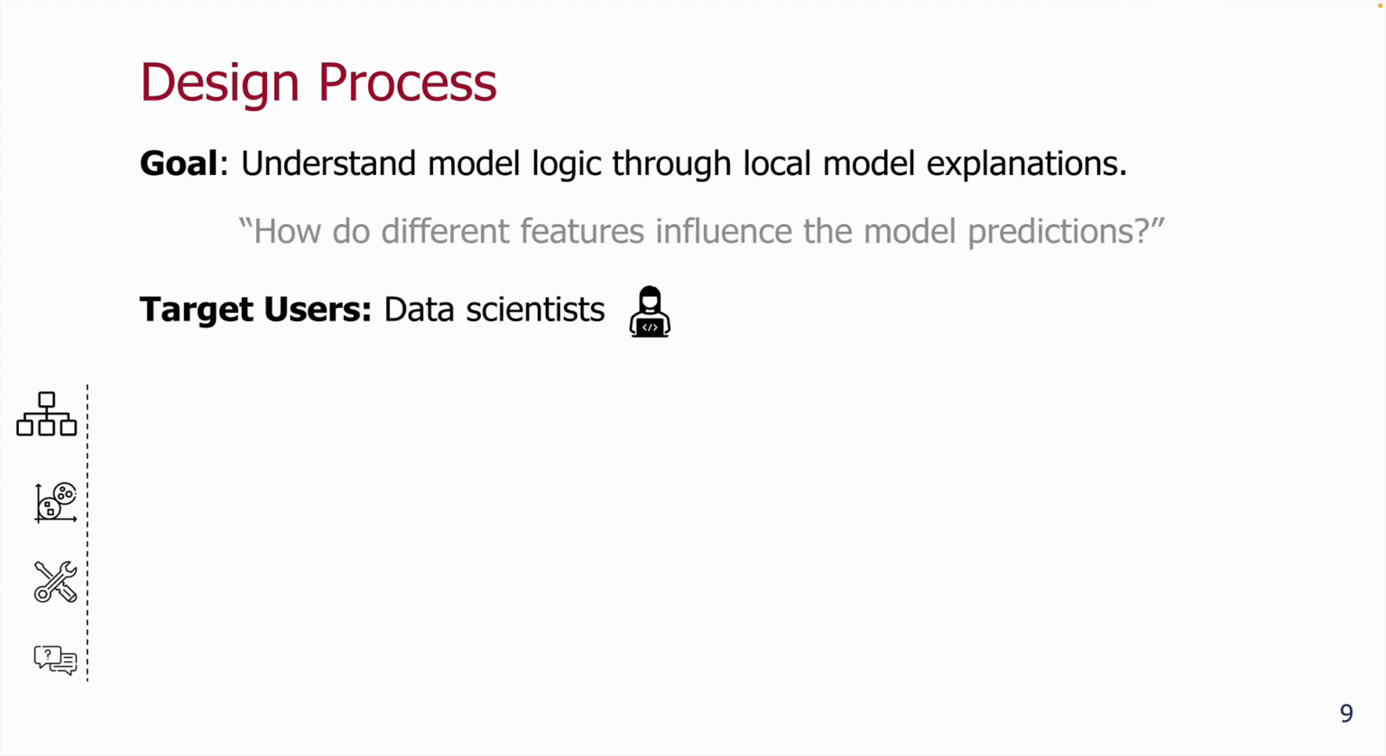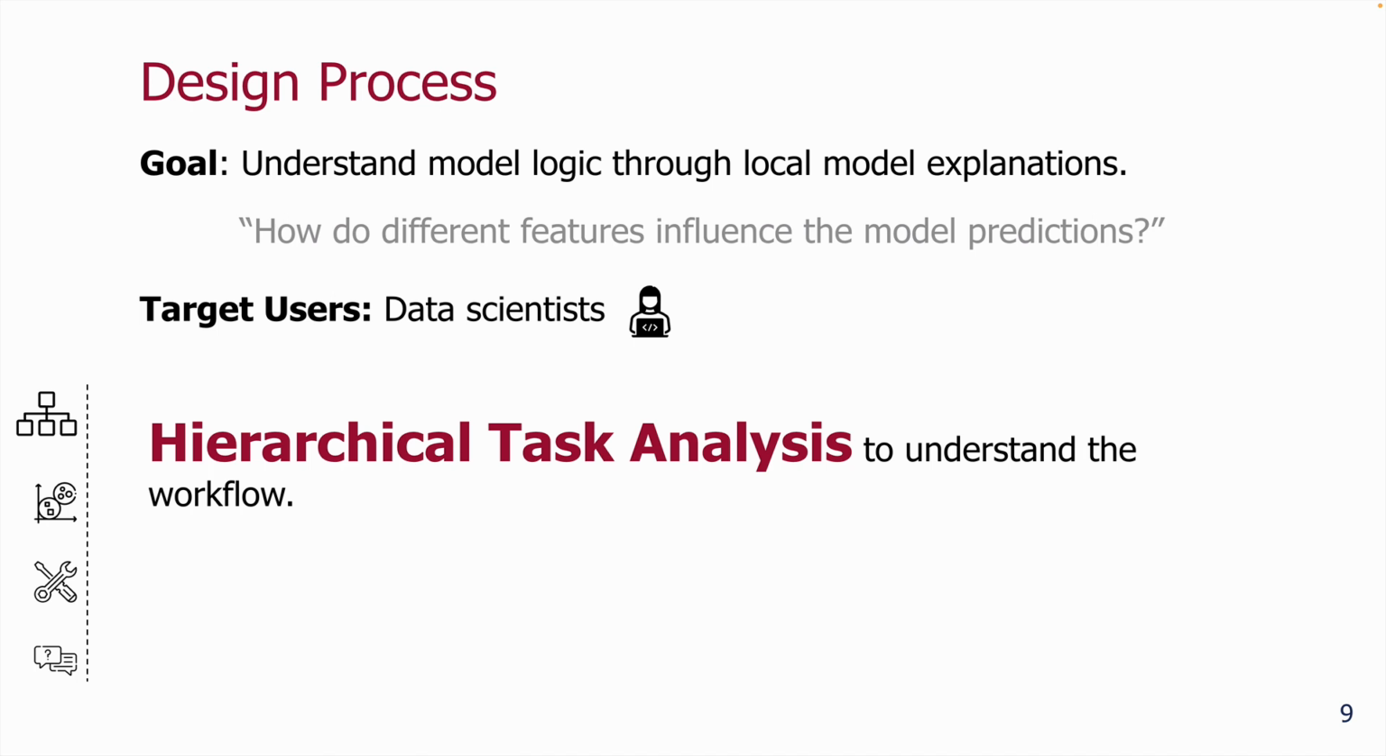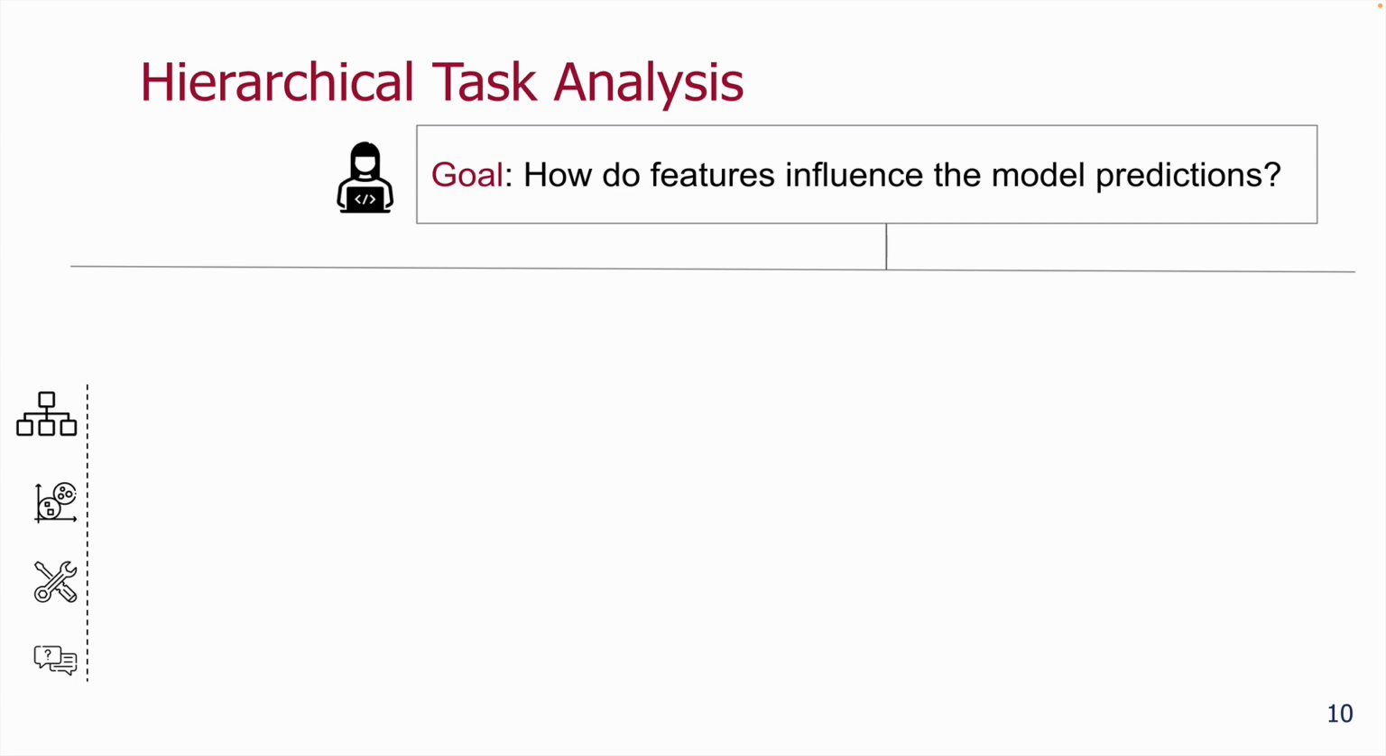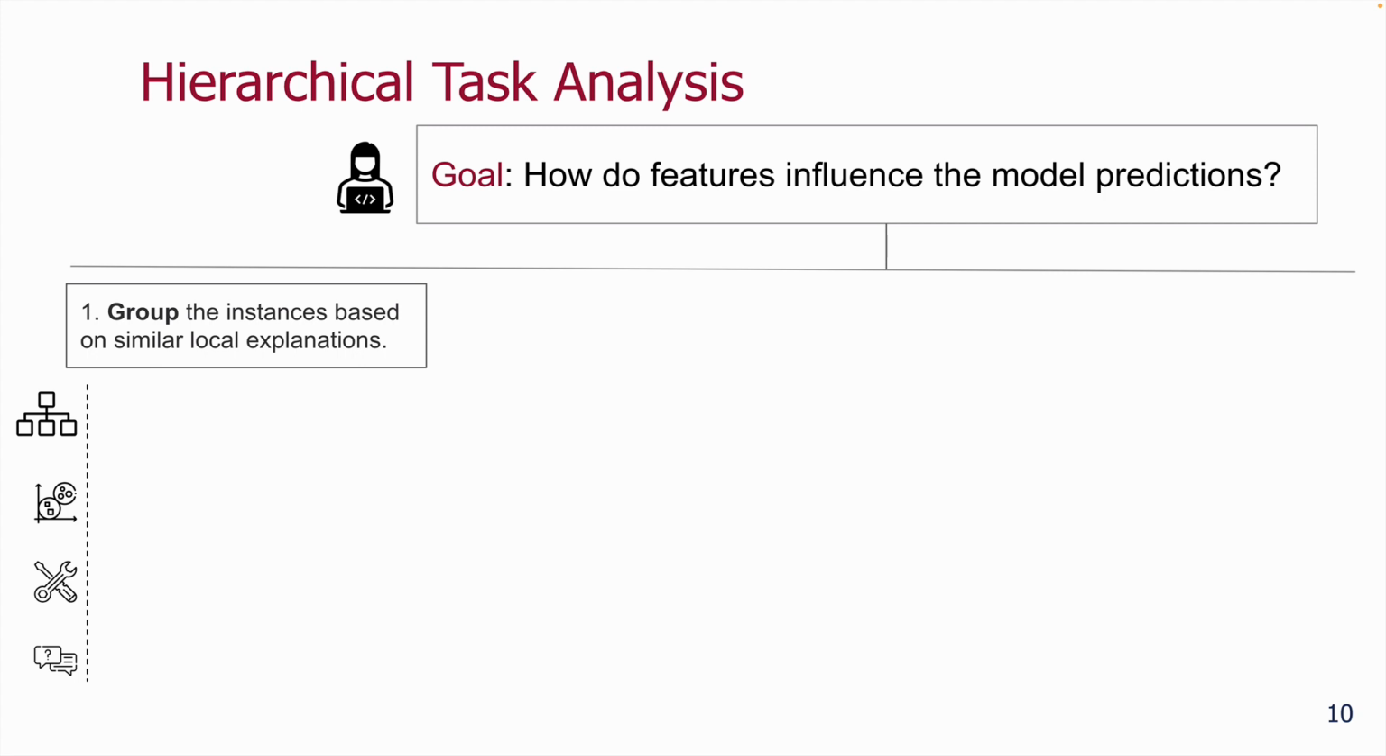To support the local explanation analysis, our goal is to help data scientists understand model logic through local model explanations. Specifically, we want to assist them to answer how do different features influence the model predictions. As such, we first conducted hierarchical task analysis. This is a really common and useful method in the HCI domain, with the goal of understanding how data scientists understand how different features influence model predictions. Data scientists first group the instances with similar local explanations.